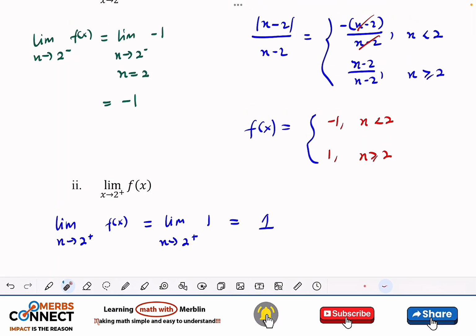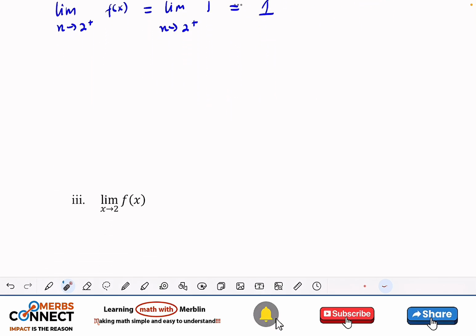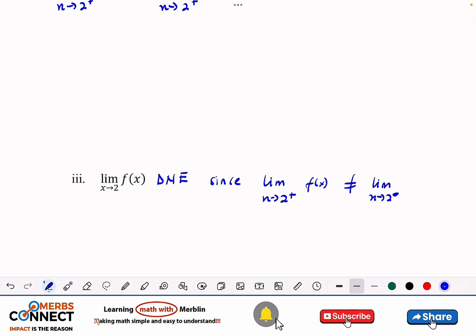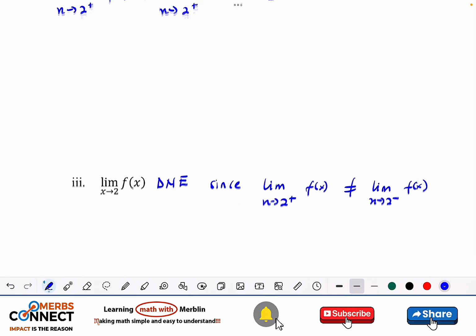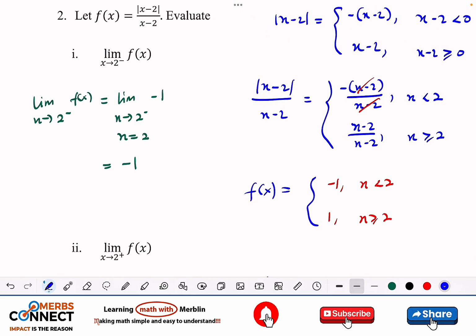So we see that the left is minus 1 and the right is 1. So it means that this limit does not exist, since the limit as x is approaching 2 from the positive of f of x is not the same as the limit as x is approaching 2 from the negative of f of x. Indeed, this is basically what we are dealing with, the negative side and the positive side. Let's pick another one.